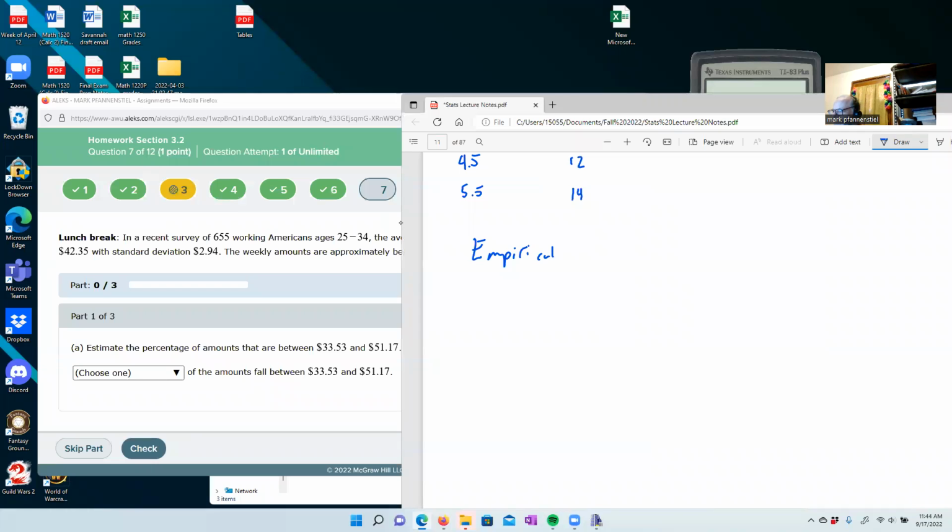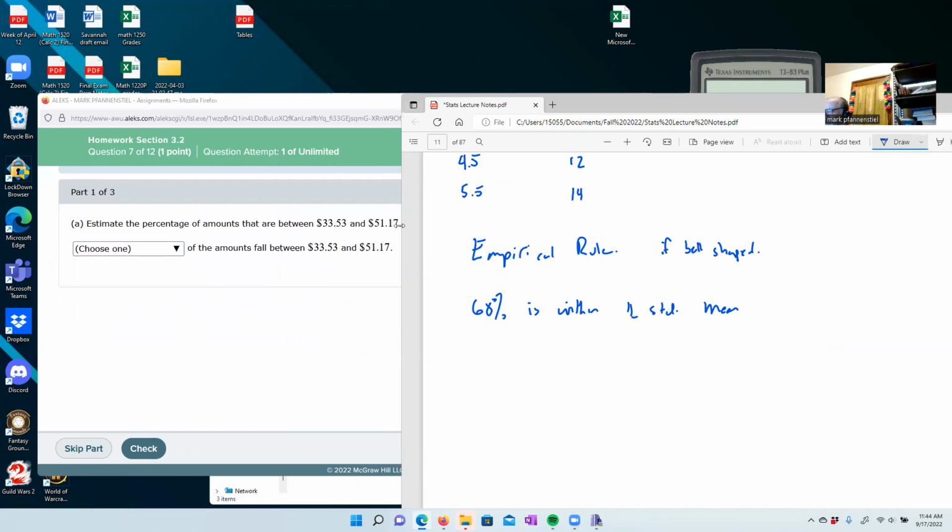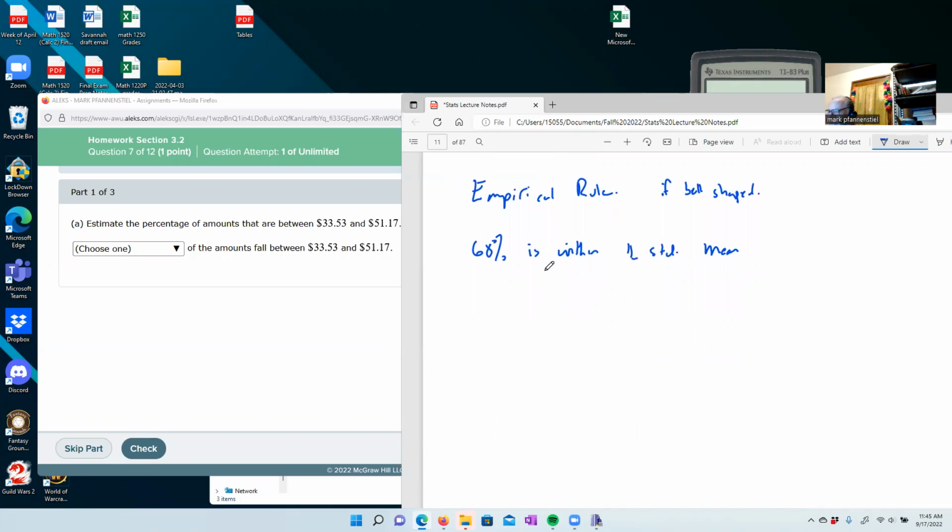I don't usually want anybody to memorize formulas, but in this case it's an exception. You must memorize the empirical rule. If you have a bell-shaped distribution, about 68% of the data is within one standard deviation of the mean, of the center. You might say that's kind of weird, like there's a reason they came up with these specific numbers, even though you're supposed to estimate it.